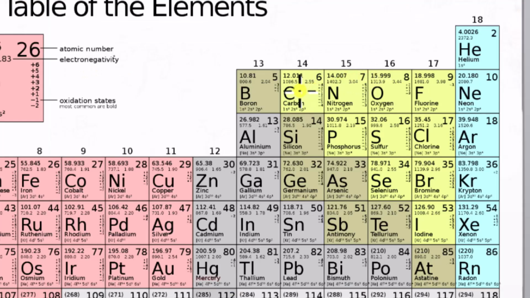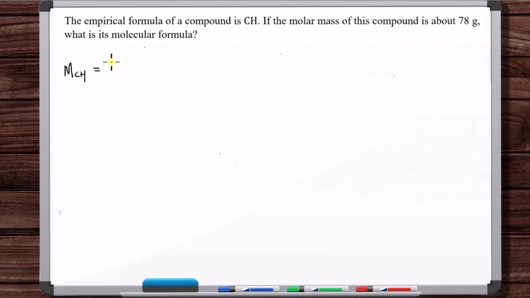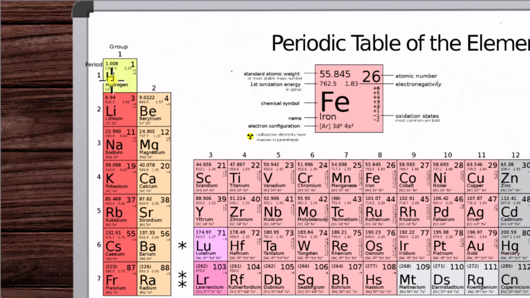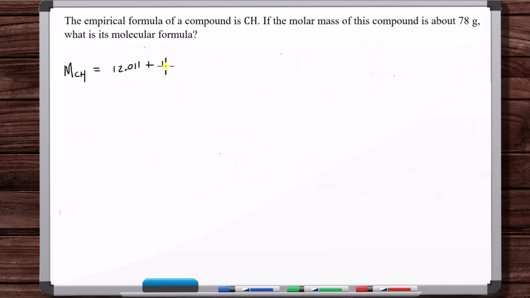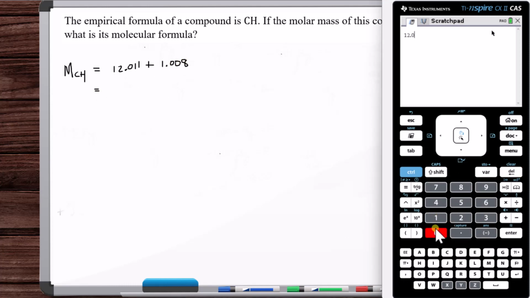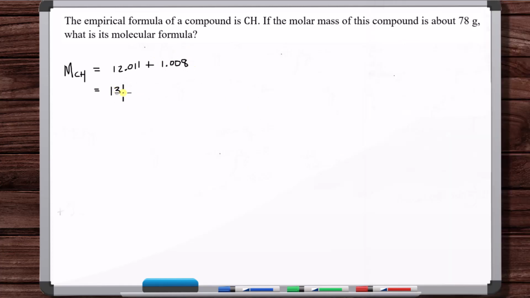So carbon is 12.011, plus hydrogen 1.008. So 13.02 grams per mole.